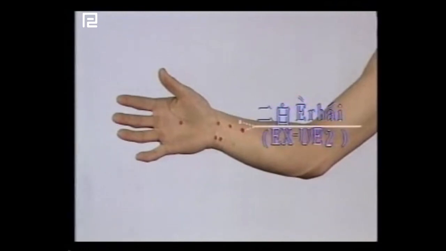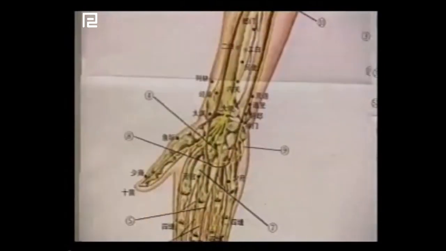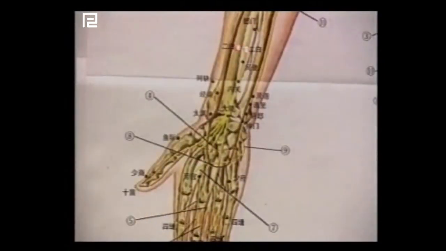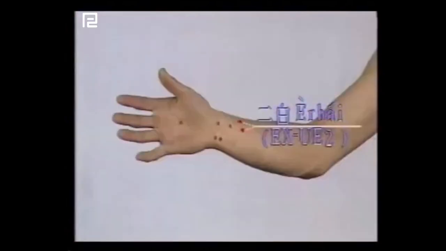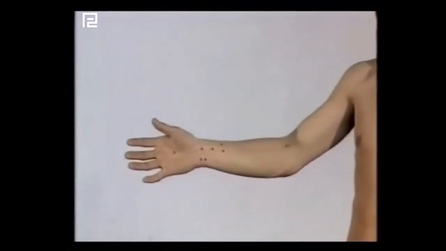Location: 2 points on the palmar side of each forearm, 4 tun proximal to the carpal crease, on each side of the tendon of the radial flexor muscle of the wrist. Indications: forearm neuralgia, pain in the chest, hypochondriac region, hemorrhoid, prolapse of anus. Methods: puncture 0.5 to 1 tun.